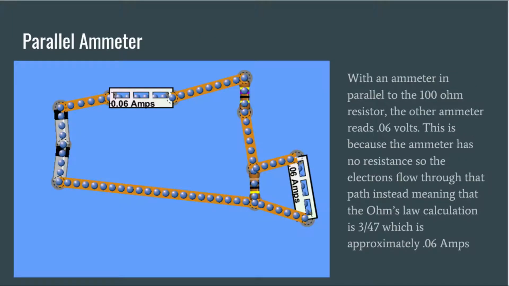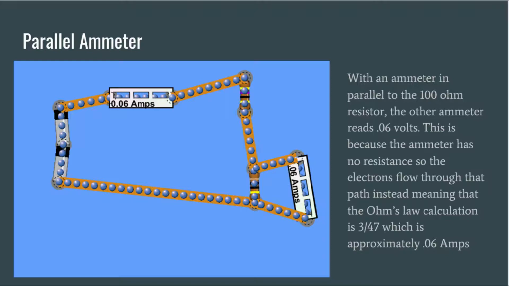Another thing is, if you set one of the ammeters to parallel, then you are avoiding one of the resistors, in this case the 100 ohm resistor, because the electrons choose to take the path of least resistance. So the 100 ohm resistor is no longer included in the calculations, and you end up with a current of 0.06 amps instead of 0.02 because you have less resistance.